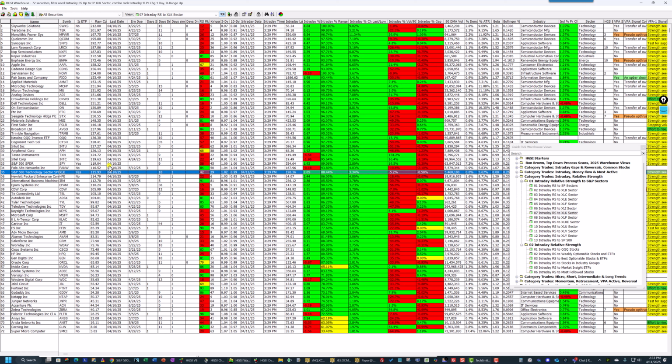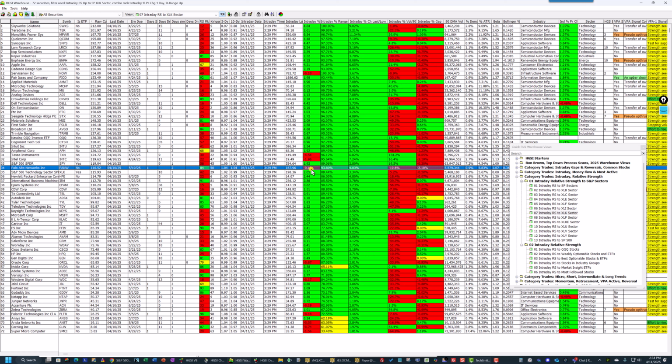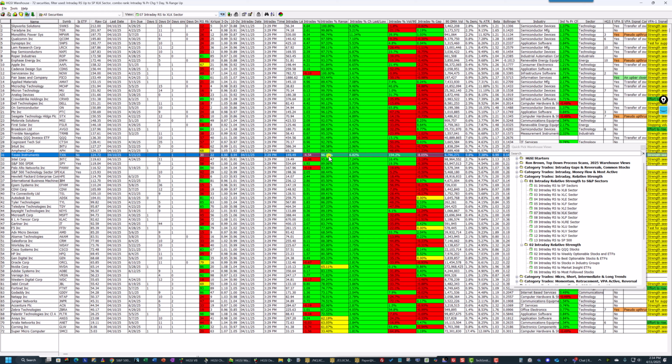Now the emphasis is on the intraday range, and you can see that this one, even though Palo Alto Networks is down 18 cents, it is at 93.80% of its daily range. And here's Texas Instruments minus 4.54, but late in the day it is driving higher.